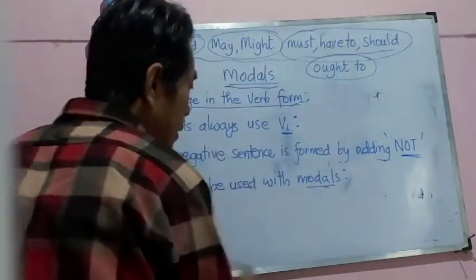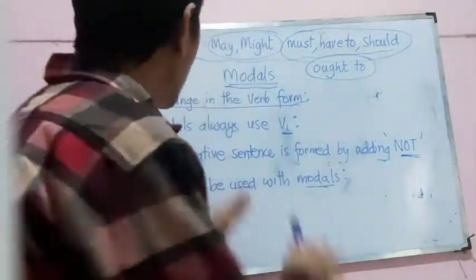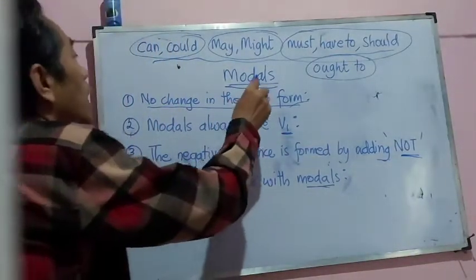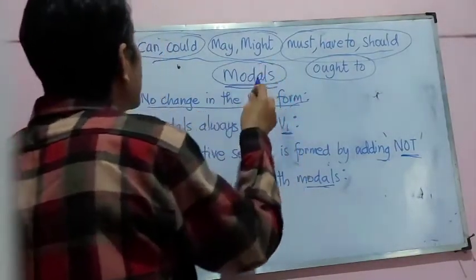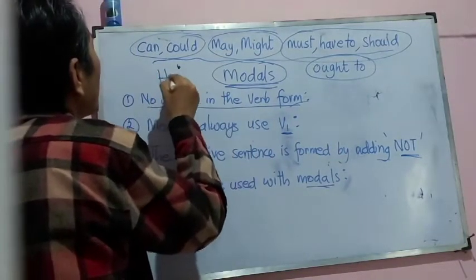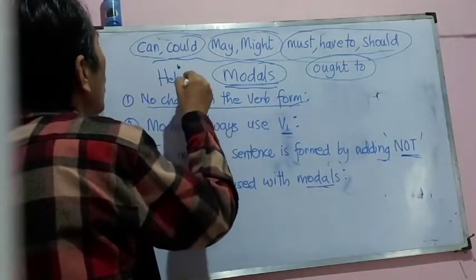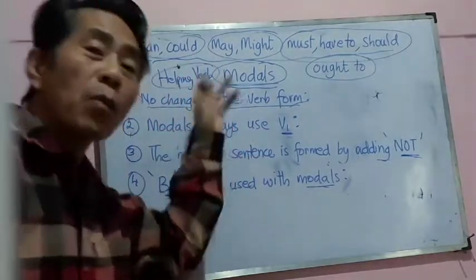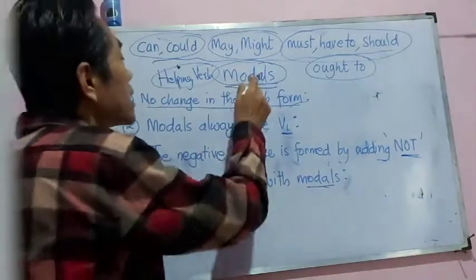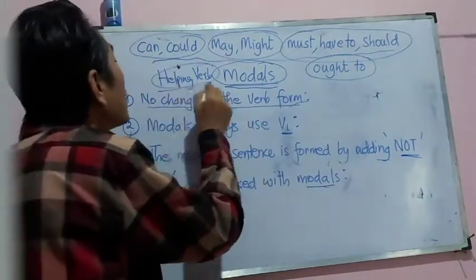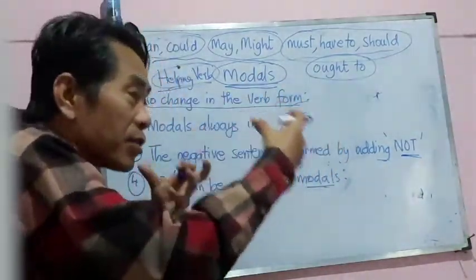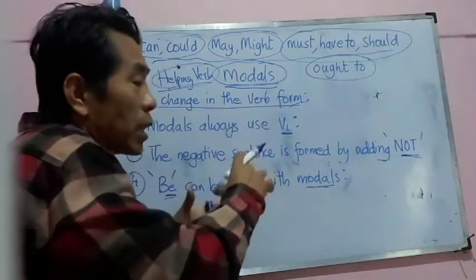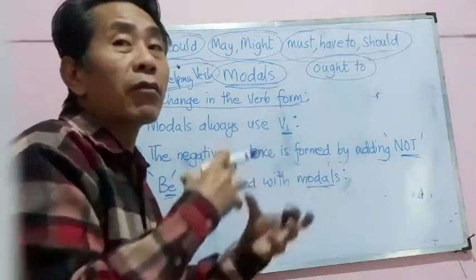So today's lesson is models. Did you understand up to now? Now what are these models? The models are called helping verbs. Are these models main verbs? No. Modals are not main verbs. Modals are helping verbs. They help the verb. When we use modals with the verb, it changes the meaning of the verb.